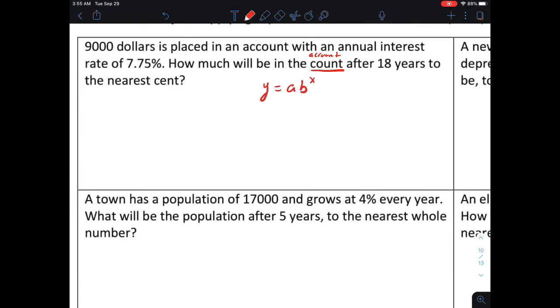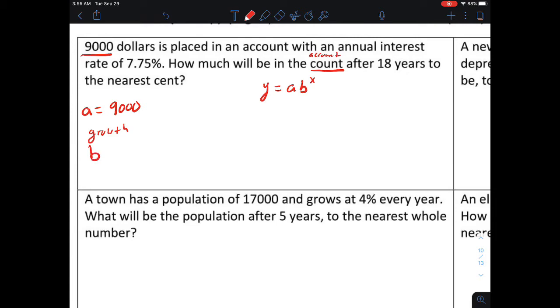Y equals a times b to the x. A is going to be the initial amount. How much money did we put into the account? We put $9,000 in the account. So A is going to be $9,000. Now you ask yourself, is this going to be growth or decay? Well, if I'm placing my money into an account that has an interest rate of 7.75%, this is going to be growth.